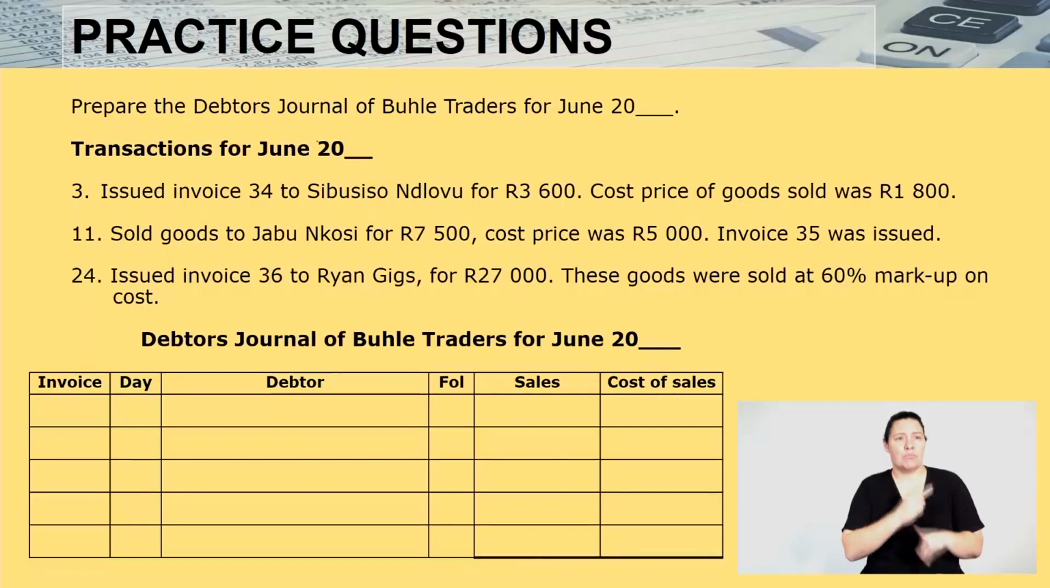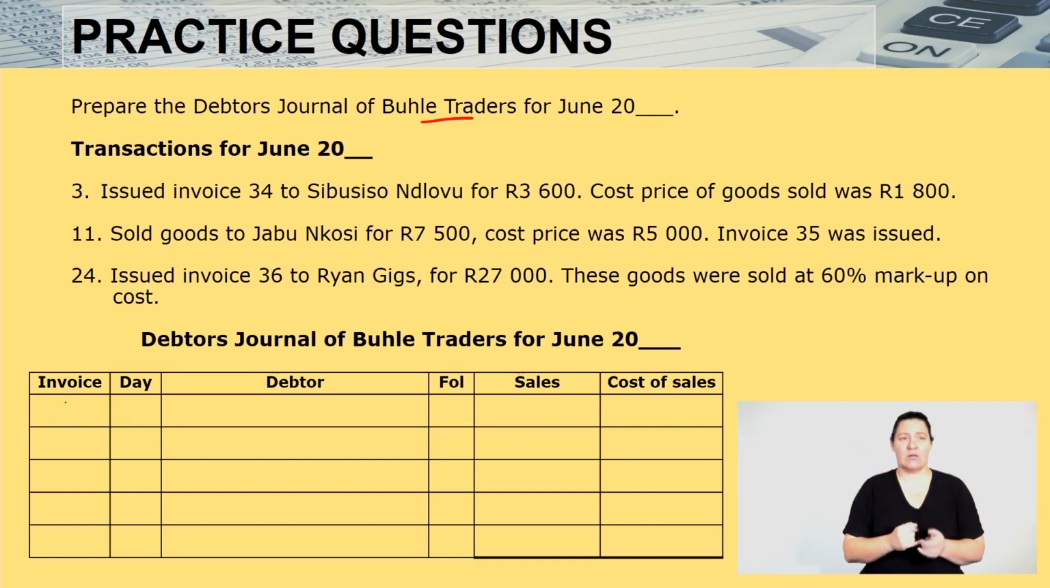In today's class, we're going to be doing the debtors journal. We have a lot of calculations that we're going to be doing. Make sure you have your calculator, you have a pen or a pencil, and somewhere else to write as well. With me here, I have a question, and it reads, prepare the debtors journal of Bootleg Traders for 30 June, and the transactions are given as follows.